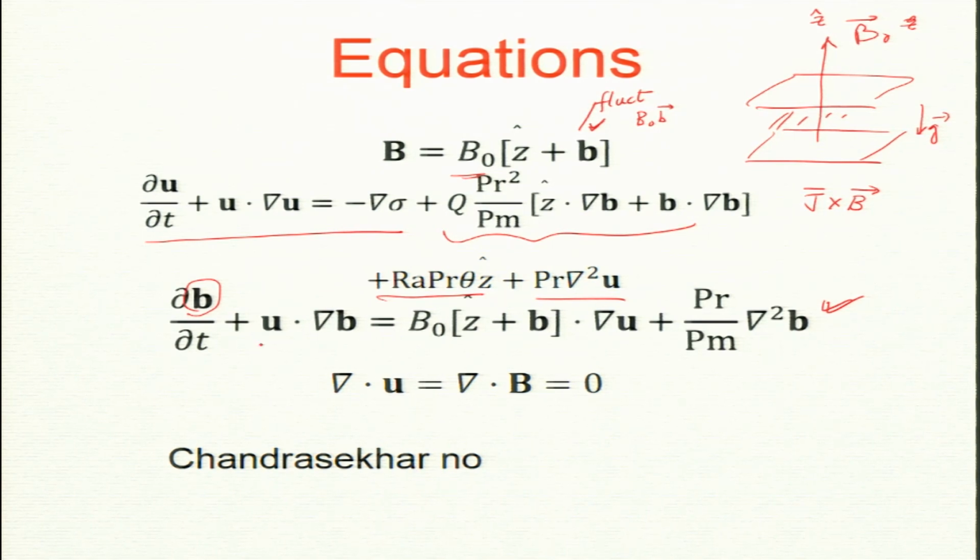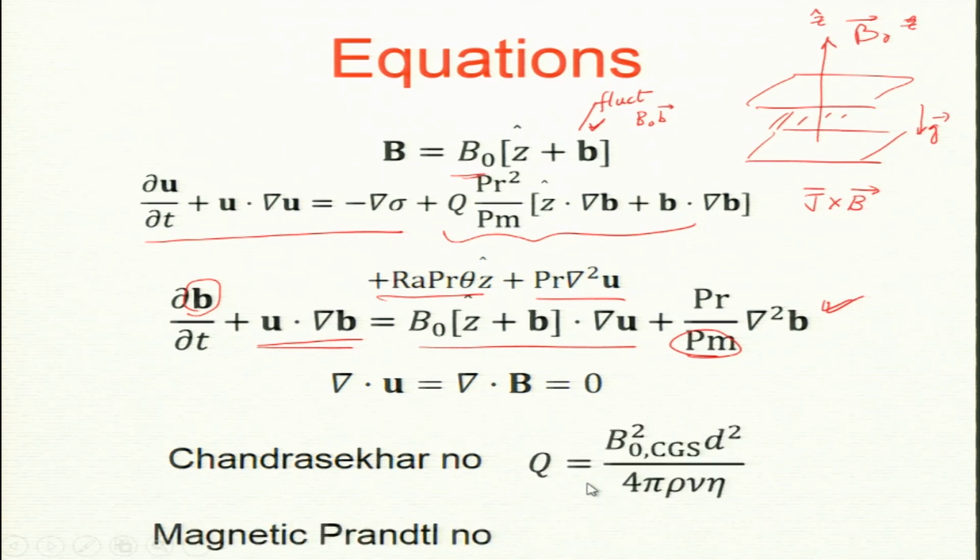So u dot grad b is like advection of the magnetic field, and this term is b dot grad u. And this is the magnetic Prandtl number Pm, which is nu by eta. Eta is the magnetic diffusivity. Just like there is temperature diffusion, similarly the magnetic field will diffuse because of the electrical conductivity of the material. So that eta is magnetic diffusion.